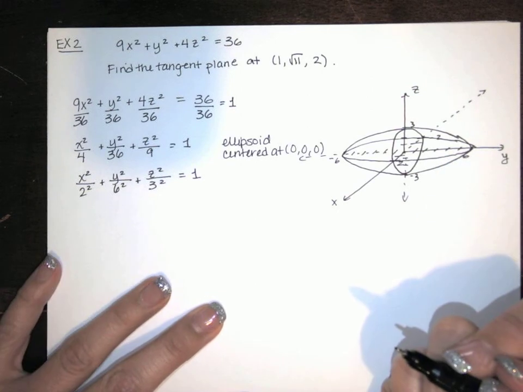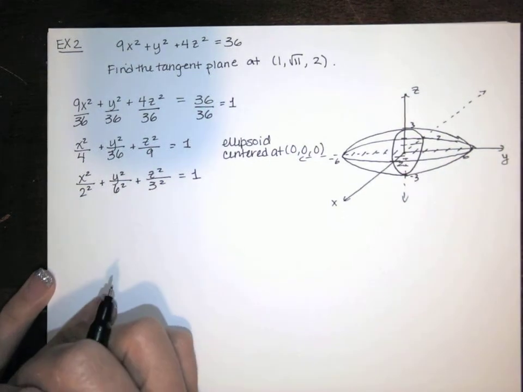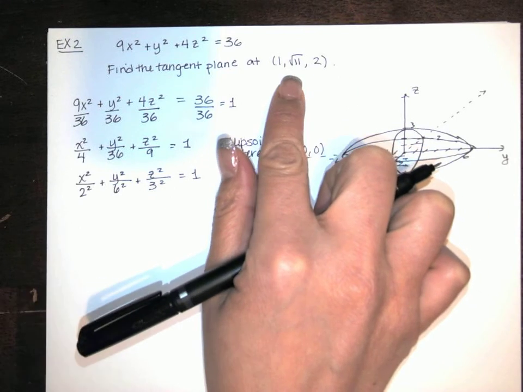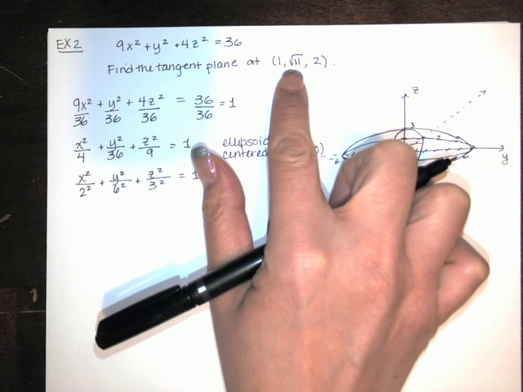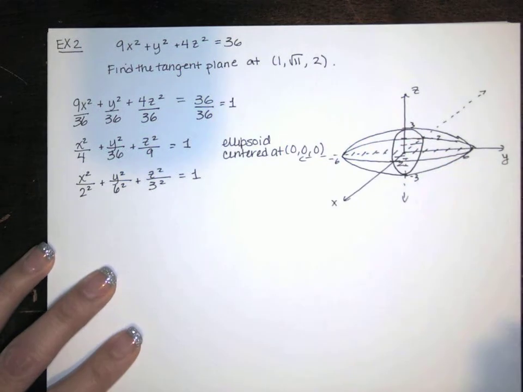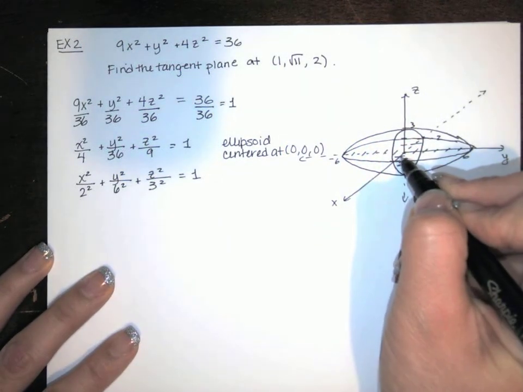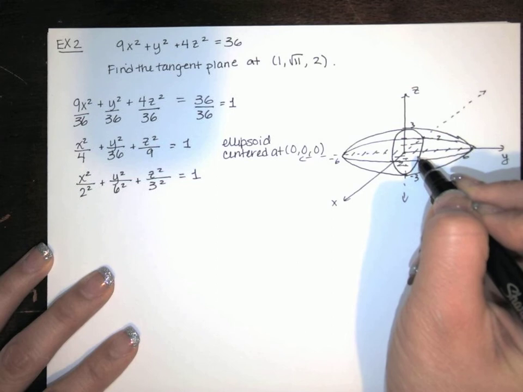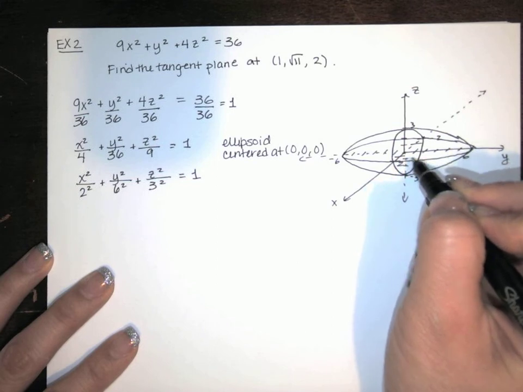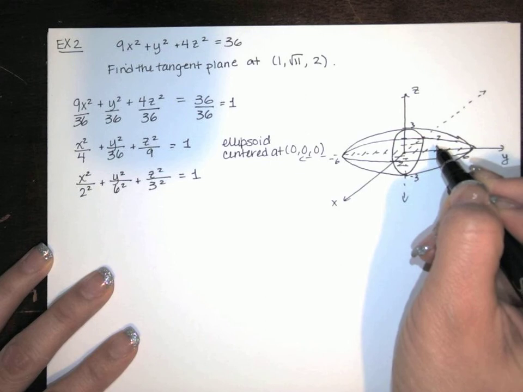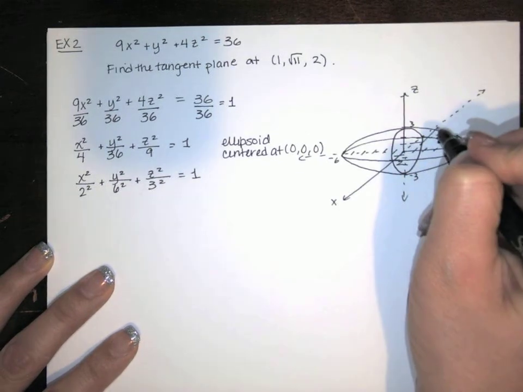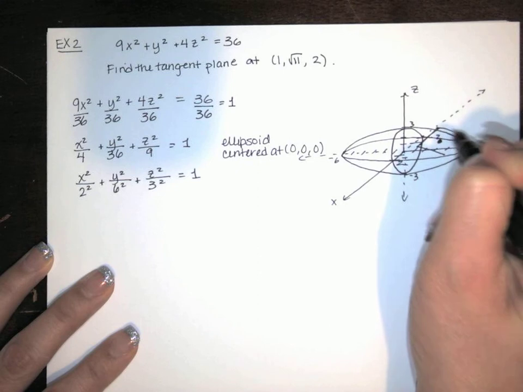What is it we were doing again? Oh yeah, we're finding a tangent plane. At this point, x equals 1, y equals square root of 11, which is a little bit more than 3. It's a little bit more than square root of 9, right? And then z equals 2. So we'll go 1 unit in the x direction, about 3 units in the y direction, and 2 units in the z direction. And we'll have a point right here. And we want a little tangent plane right at that location.